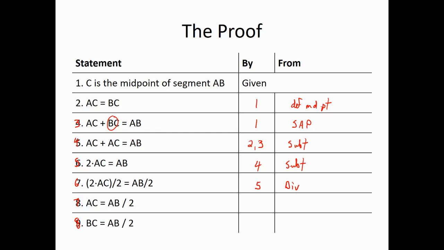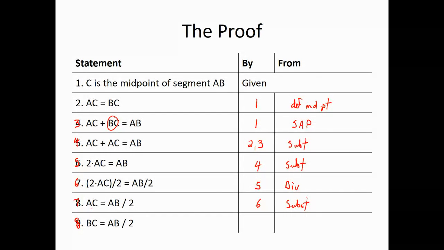So on the left side of line number 6, we had 2 over 2, which is 1. So that leaves us just with AC. And then on the right-hand side, well, nothing happens there at all, but we did simplify the left-hand side. So this line number 7 follows from line number 6 by substitution. And then we wanted to conclude that AC is AB over 2, and we also wanted to conclude that BC is AB over 2. That's the total conclusion that we wanted.